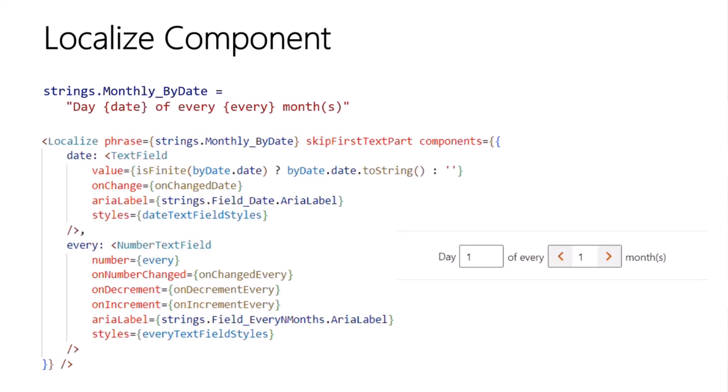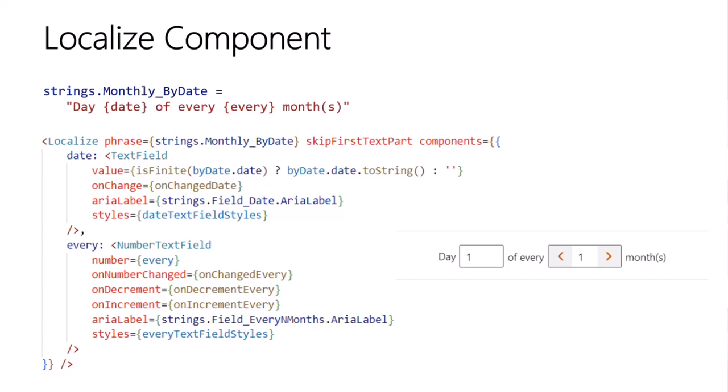Next is the localized component. This is one of the newer components, and the idea here is you're building a UI where you have input controls that you need to place inside a string of text that you want to be able to localize. So in the example screenshot, this was taken from the screen for configuring a recurring event in the Rhythm of Business calendar, where the user can specify that the event recurs on a specific day of every so many months.